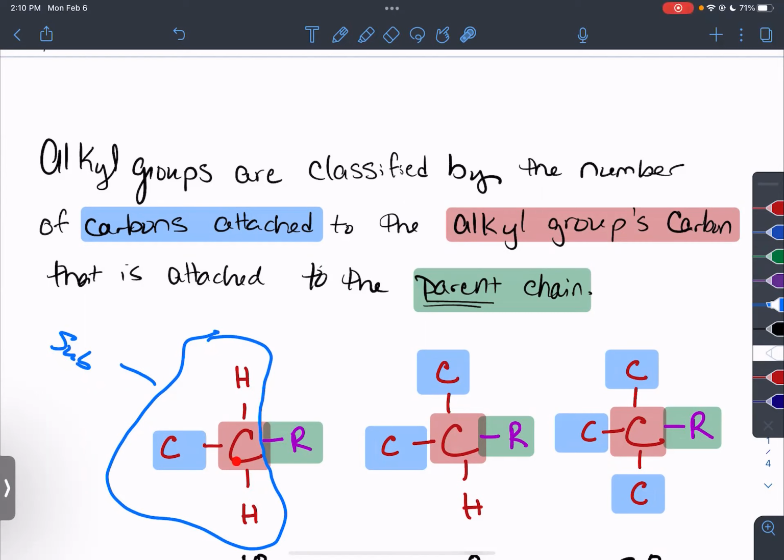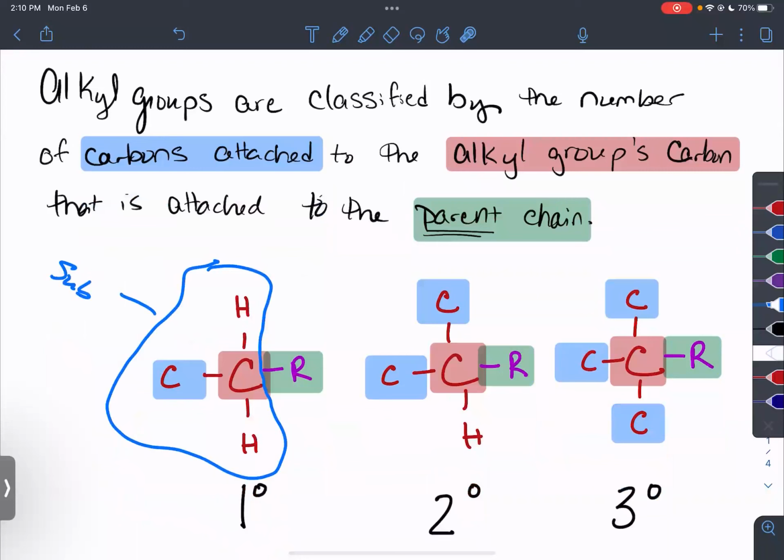Okay, so in the substituent, we have two carbons. One of those carbons is directly attached to the parent chain. That's the one we want to look at. And we want to say how many groups is this carbon actually attached to? Well, it's attached to the parent, but we don't count that. So we're looking at how many alkyl groups are attached to the carbon that's attached to the parent chain. So in this case, there's one. The other two are hydrogens, so we call it primary.